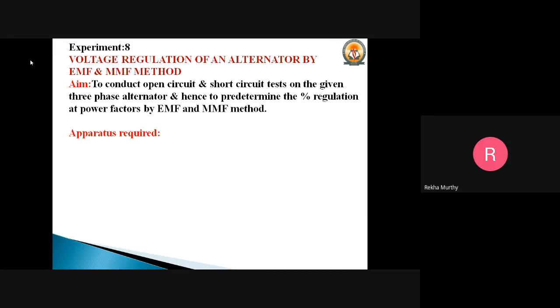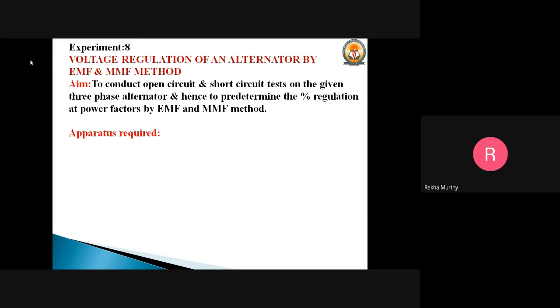The alternator is coupled to a prime mover, which is capable of driving the alternator at its synchronous speed. Here the armature is connected to the terminals of a switch, and the other terminals of the switch are short circuited through an ammeter. The voltmeter is connected across the lines to measure the open circuit voltage of the alternator.